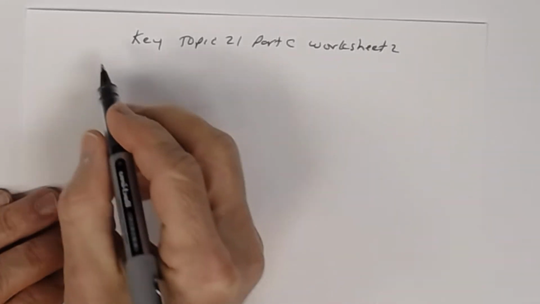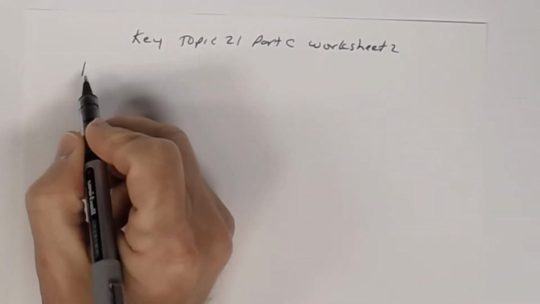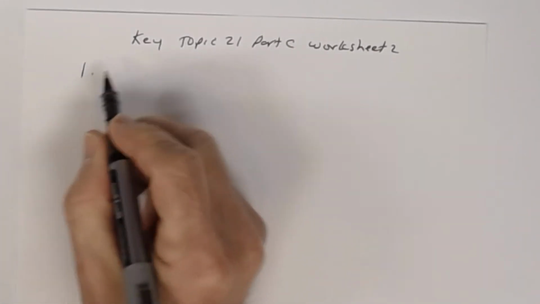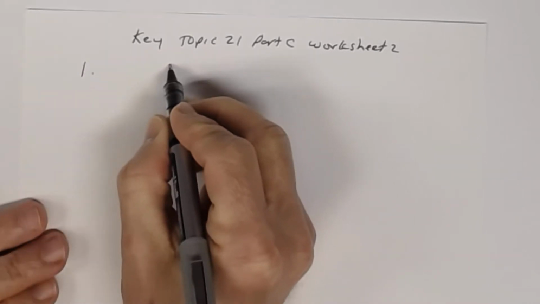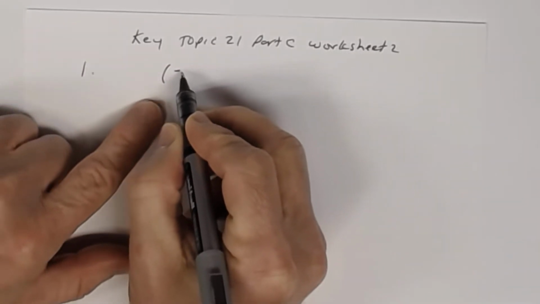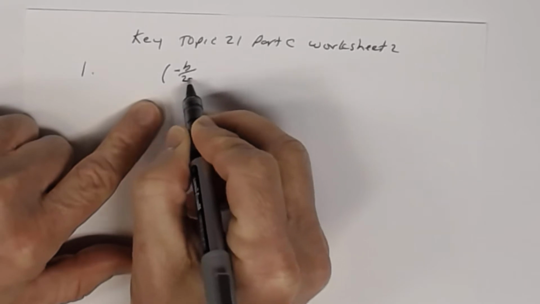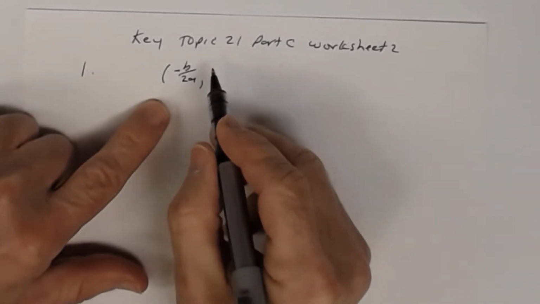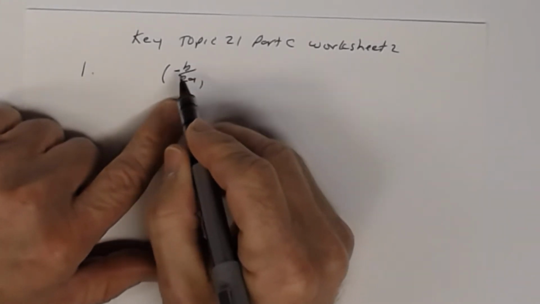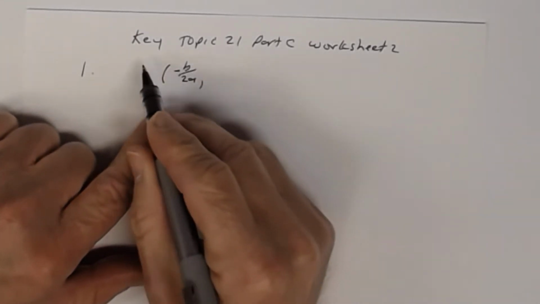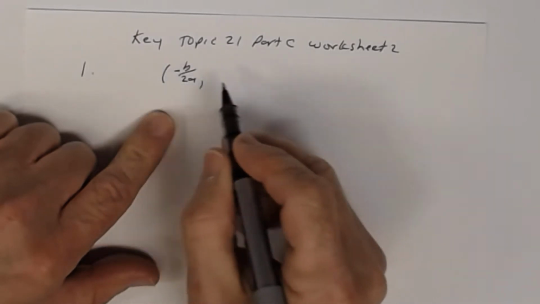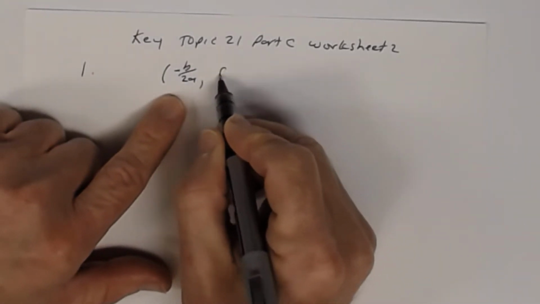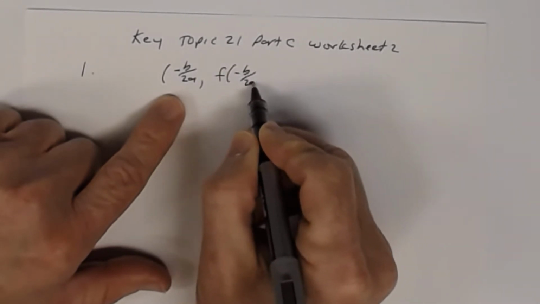All right, so in number one, remember you want to use the vertex formula. So the vertex formula, remember, is this. You have the x coordinate being negative b divided by 2a. And then if you're talking about function f, then the y coordinate, whatever the x coordinate is, you substitute that into the function in place of x, and you'll get the y coordinate.